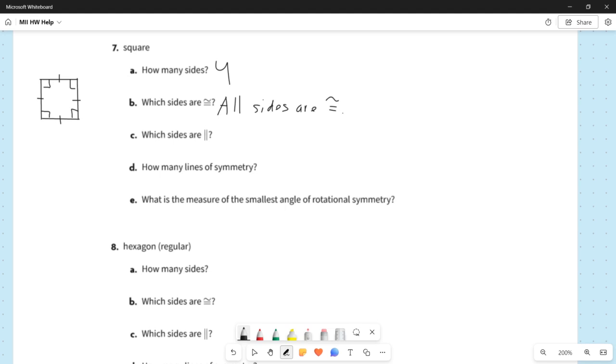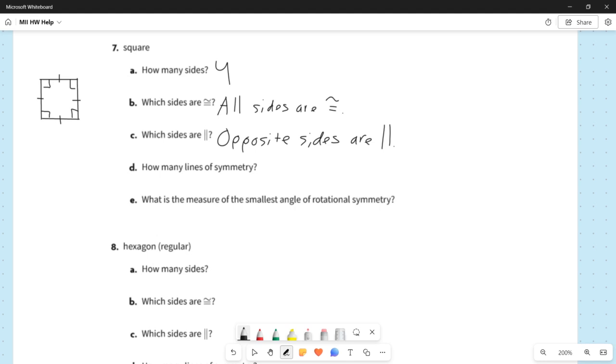Which sides are parallel? Well, again, a square is a rectangle, and a rectangle is a parallelogram, which means opposite sides are parallel. If opposite sides were not parallel, then it couldn't be a rectangle and it couldn't be a parallelogram. But a square is just a specific version of each of those shapes.